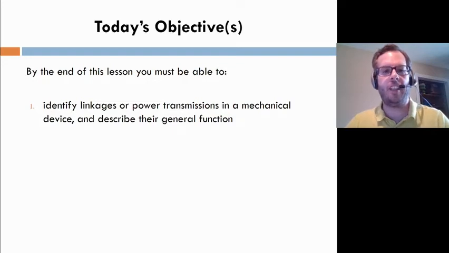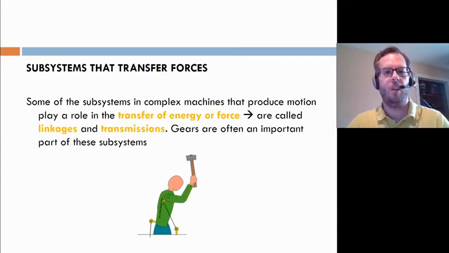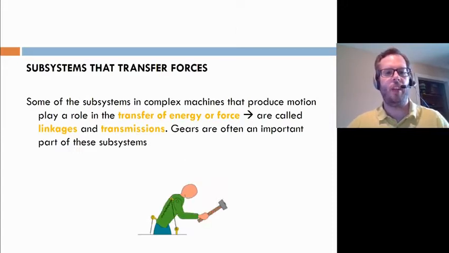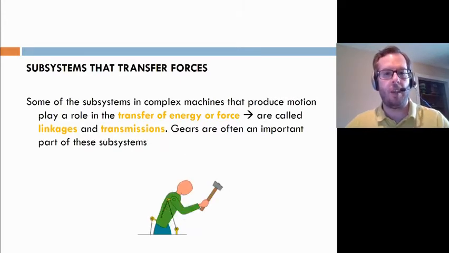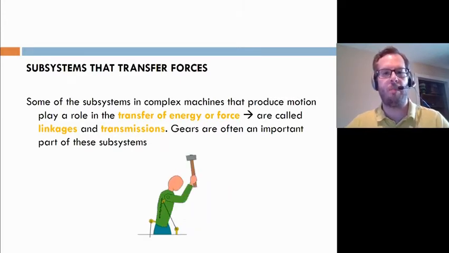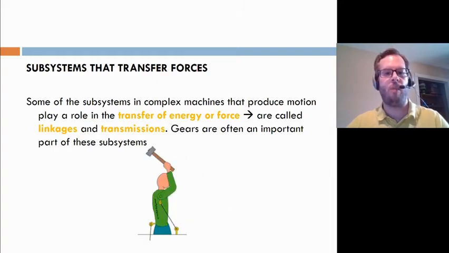By the end of today's lesson, you must be able to identify linkages or power transmissions in a mechanical device and describe their general function. So really today we're looking at subsystems that transfer forces. Some of the subsystems in complex machines that produce motion play a role in the transfer of energy or force, and these are called the linkages and transmissions.